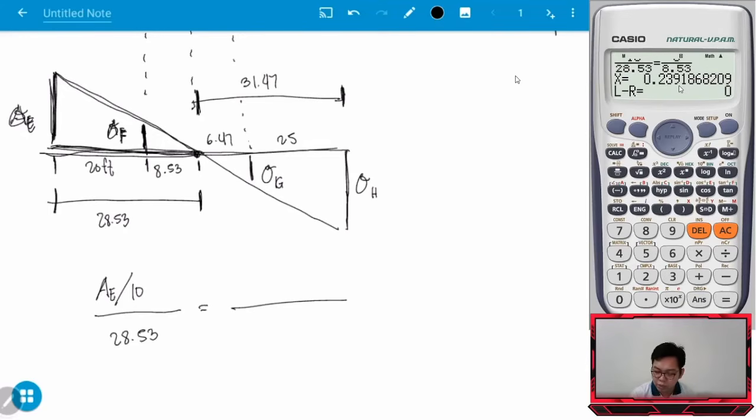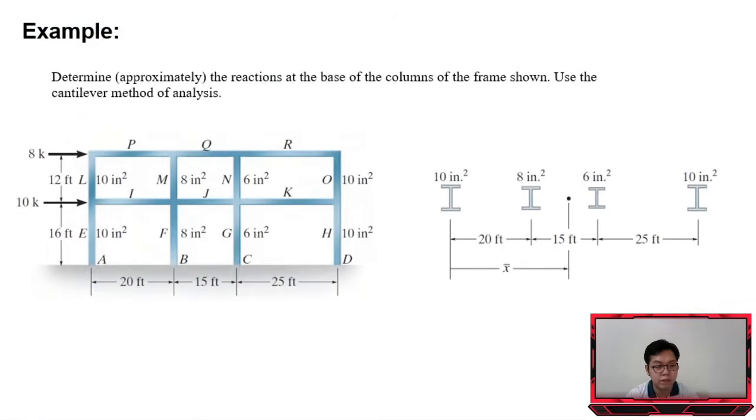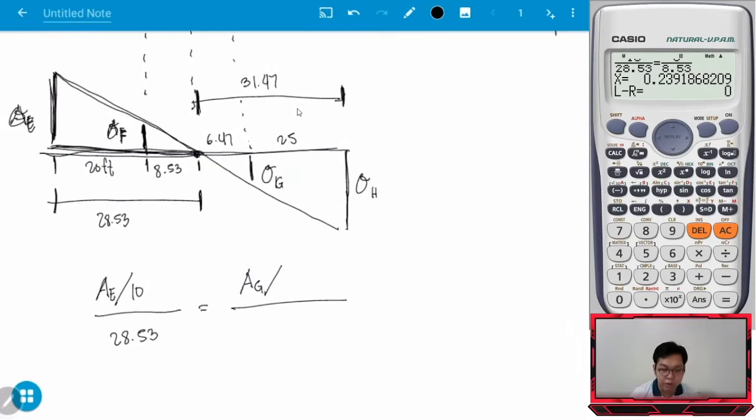So, ano yung stress sa G, guys? Ang stress sa G is simply equal to AG divide by area G. Ano yung area ng G? Check na natin dito sa figure natin. Ang area ng G is 6. Divide ko by 6. And then, over, ano yung base natin sa triangle? 6.47. Again, itong ratio na to is from the malaking triangle, and itong ratio na to is from this small triangle. So I hope okay tayo dyan.